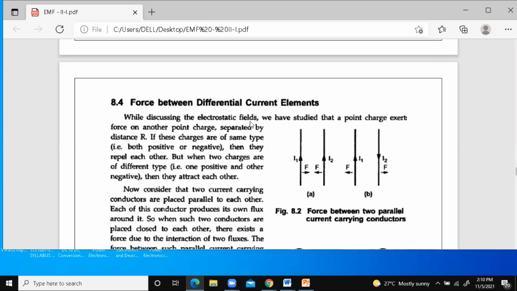While discussing electrostatic fields, we have studied that a point charge exerts a force on another point charge separated by a distance r. If these charges are the same type, both positive or negative, then they repel each other. But when 2 charges are a different type, one positive and the other negative, they attract each other.